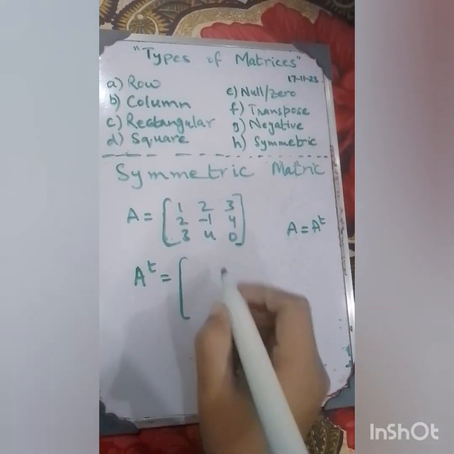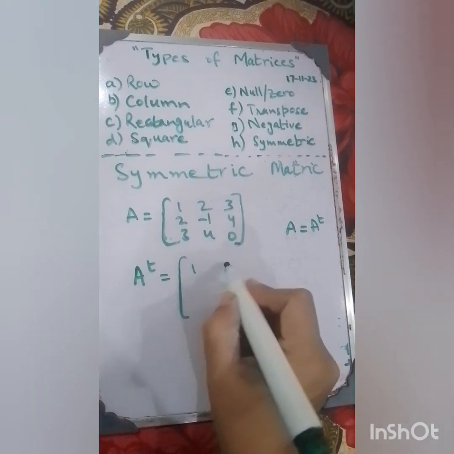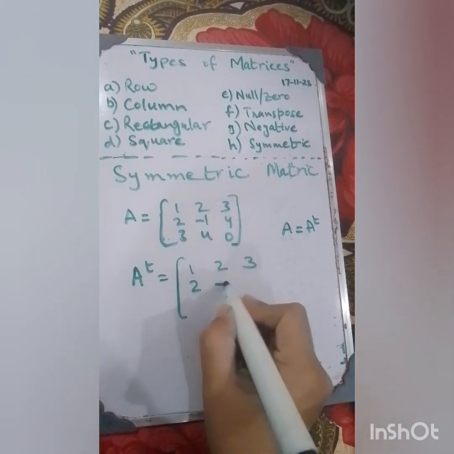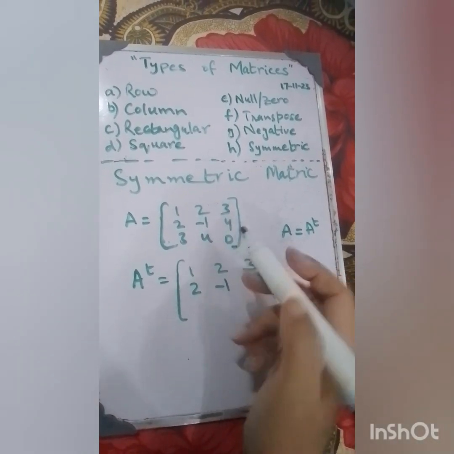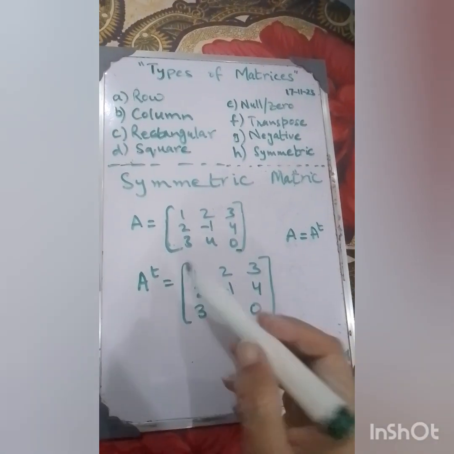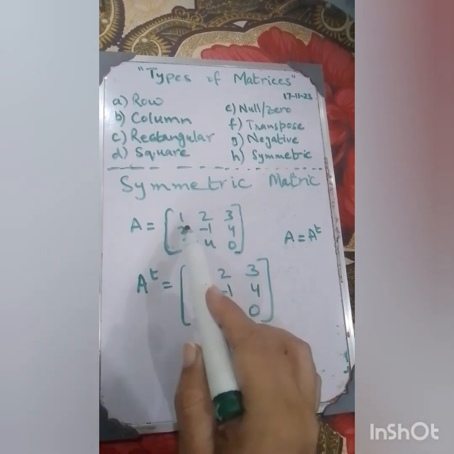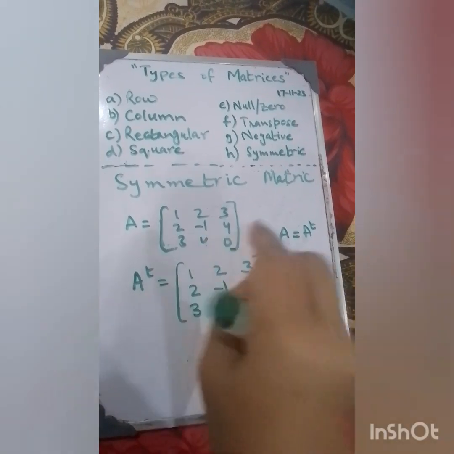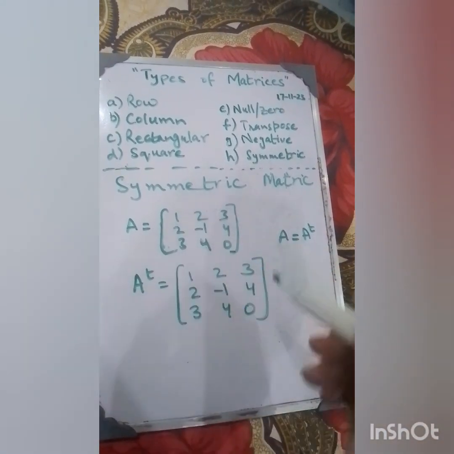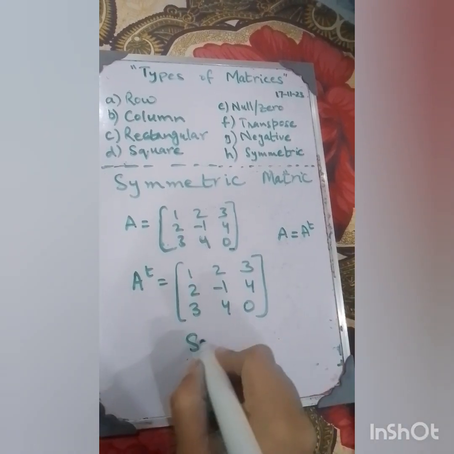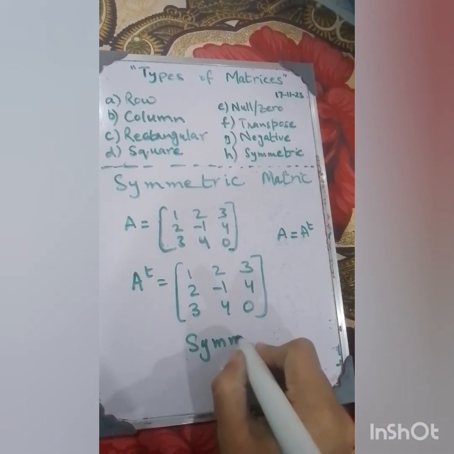So I am taking a transpose. The column will become the row. This column now, 2, minus 1, 4. 2, minus 1, 4. Now 3, 4, 0. I will write 3, 4 and 0. So let's check. 1, 2, 3; 1, 2, 3. 2, minus 1, 4; 2, minus 1, 4. 3, 4, 0; 3, 4, 0. So it is the same again. So A is equal to A transpose. So that means this matrix is symmetric.